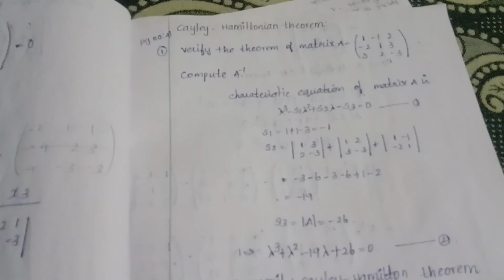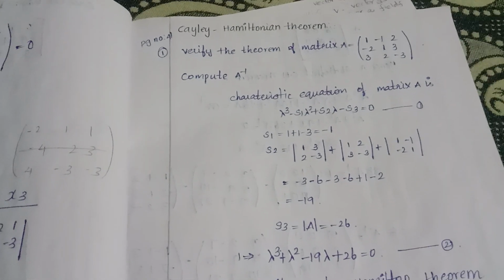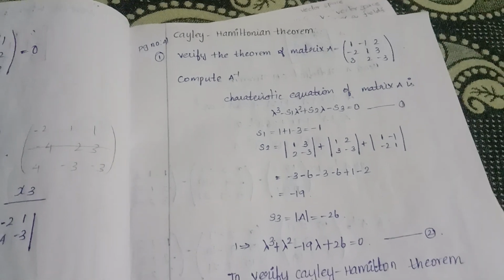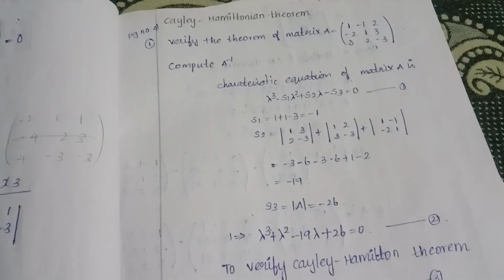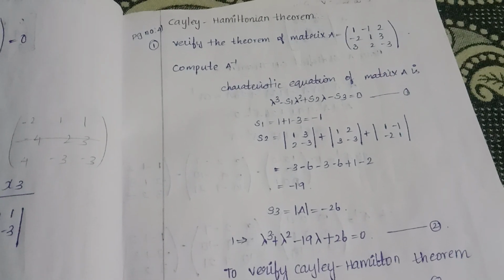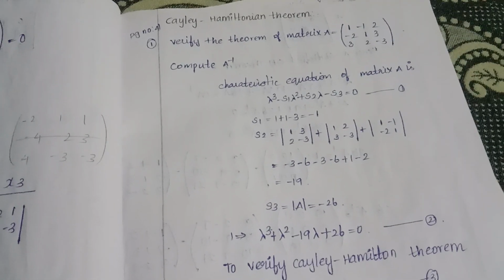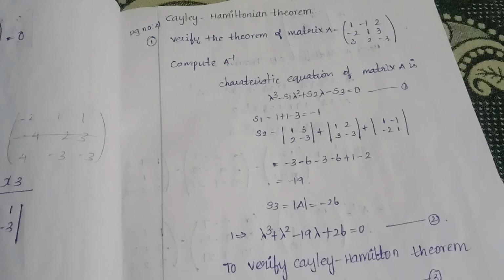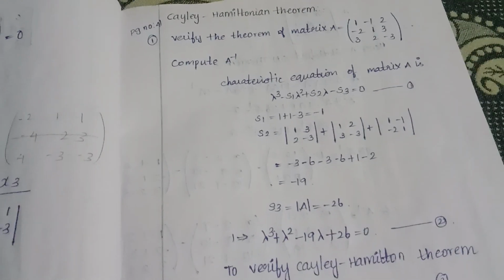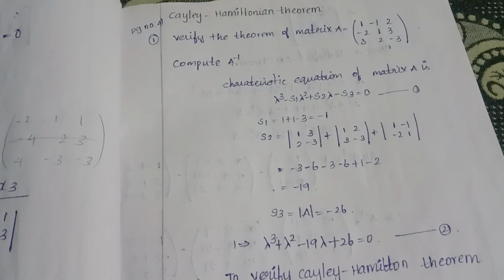First we have to find the characteristic equation of the matrix. Whatever the matrix given, we have to find its characteristic equation. What is meant by the Cayley-Hamilton theorem? Every matrix satisfies its own characteristic equation. That is the Cayley-Hamilton theorem.